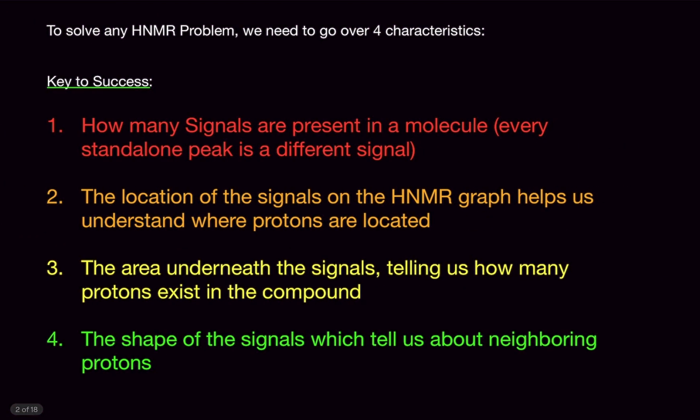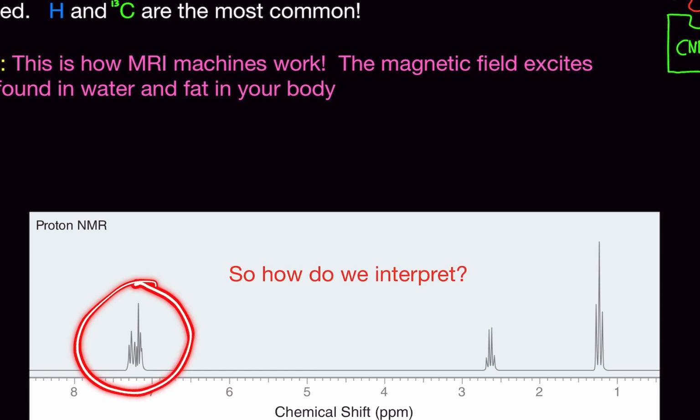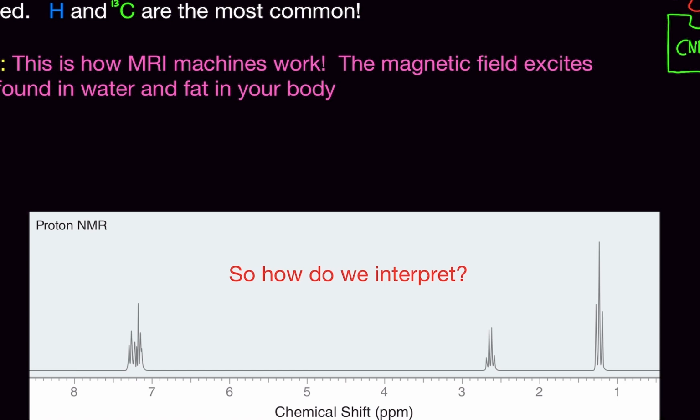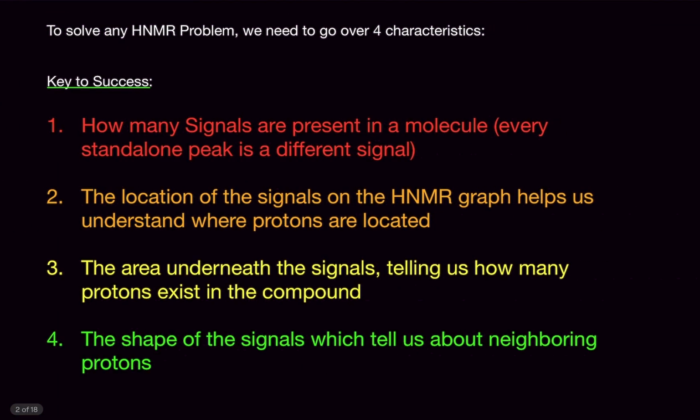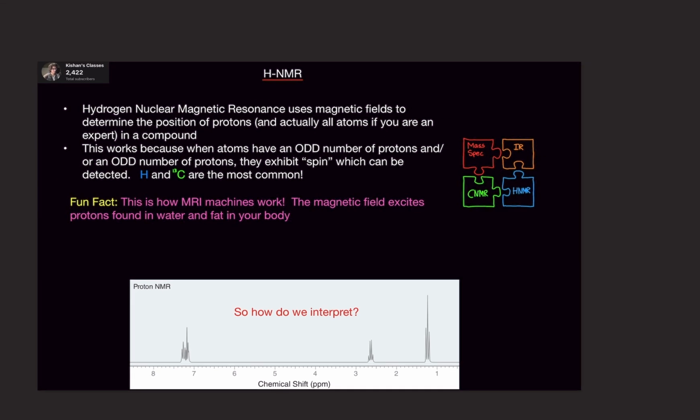To solve any HNMR problem, we need to go over 4 main characteristics. Number 1, how many signals are present in a molecule? Every standalone peak is a different signal. So this is known as a signal. This is a signal, and this is a signal. We have 3 signals here. What does this mean? Number 2, the location of the signals on the H-NMR graph can help us understand where protons are located. Why is this signal so far left and these other ones are so far to the right?